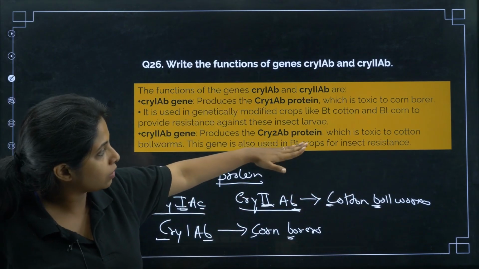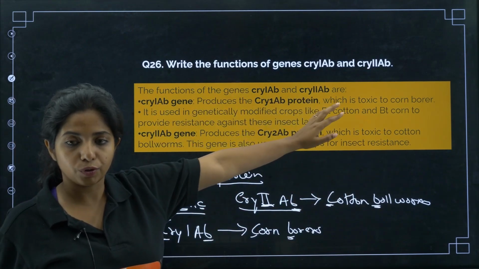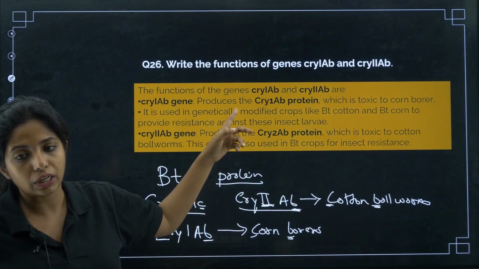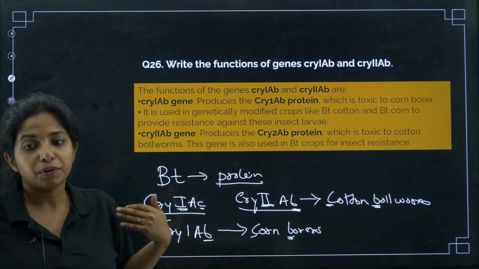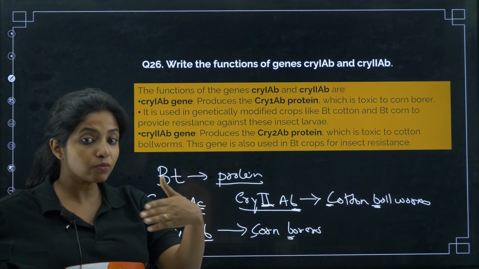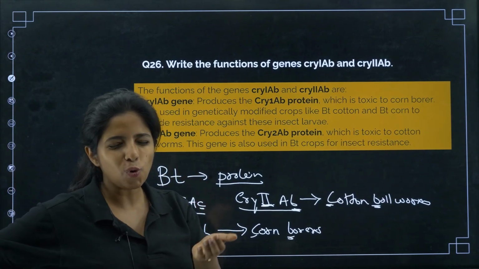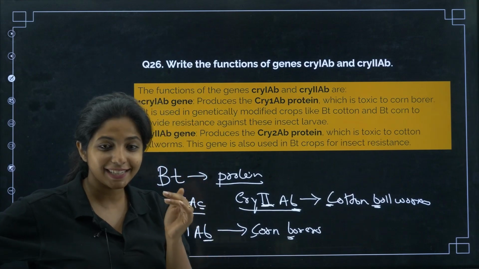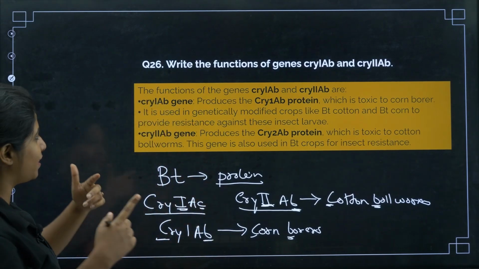That is what is being written over here as well. So they produce this protein which is toxic to corn borer. It is used in genetically modified crops like BT cotton, BT corn. So what you do is that you put the gene inside the plant. So plants will also be producing this toxin. So no other pest will be coming and eating it. You get it? That is the level.